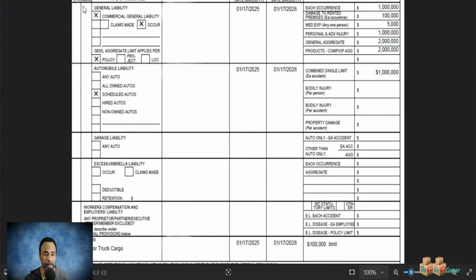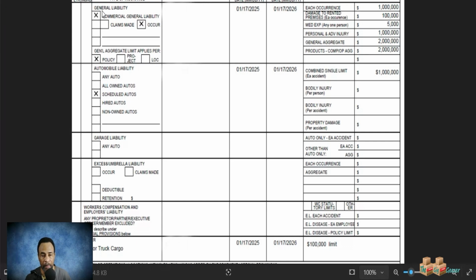Now, over on the left side, it says type of insurance. This upper section says general liability. That is actually your commercial general liability coverages. Your agent or your insurance carrier is going to mark that as commercial general liability coverage. Then it has occurrence and policy.